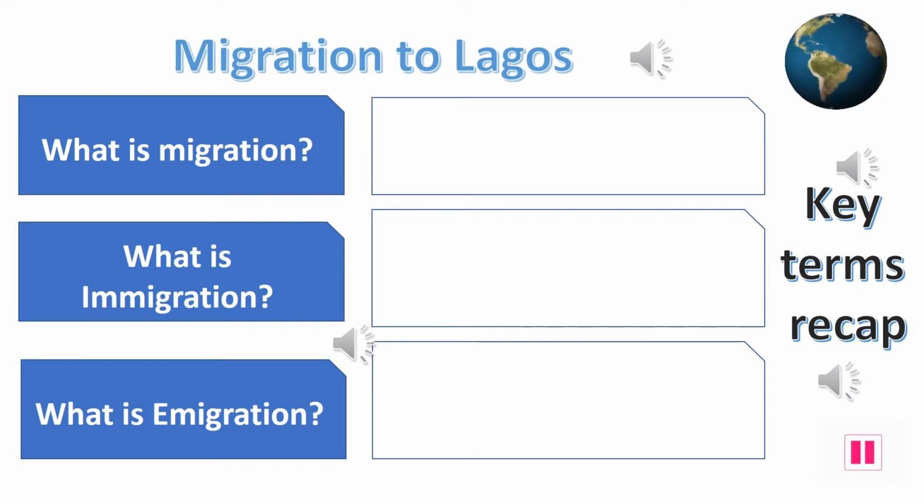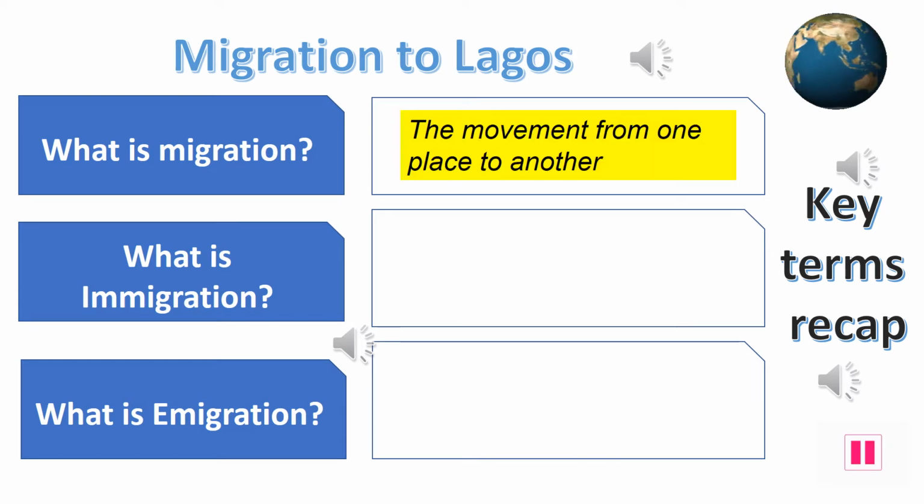We have here on the screen some important keywords that are used regularly in geography and are important to know. They're set out like revision cards, with the first term being migration. Migration is the movement from one place to another. The next key term is immigration. Do you know what this means?